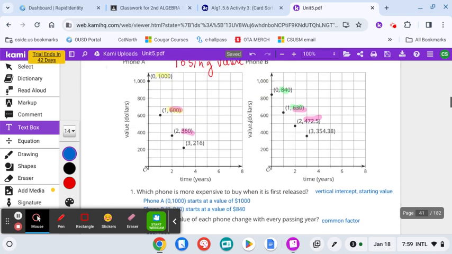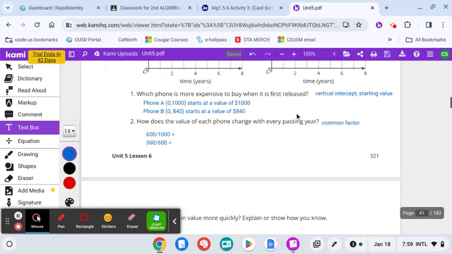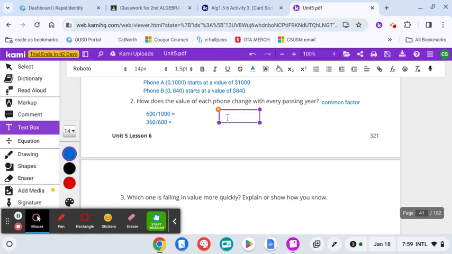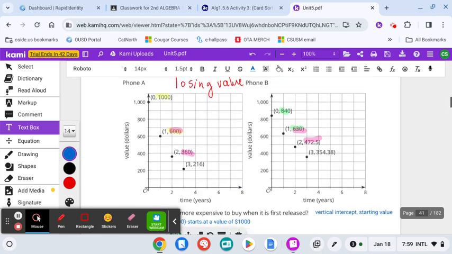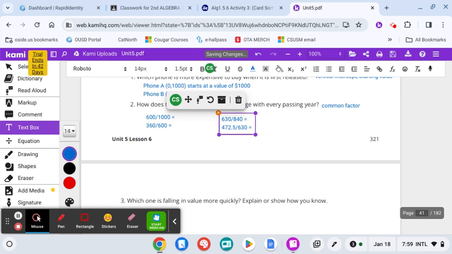Then for the second one, I'd like you to do the other outputs of graph phone B. So 630 divided by 840. And the second one is going to be 472.5 divided by 630. I'm again looking to make sure these are common factors. They give me the same number here, and then that'll show you how each phone is declining in value. The depreciation rate.